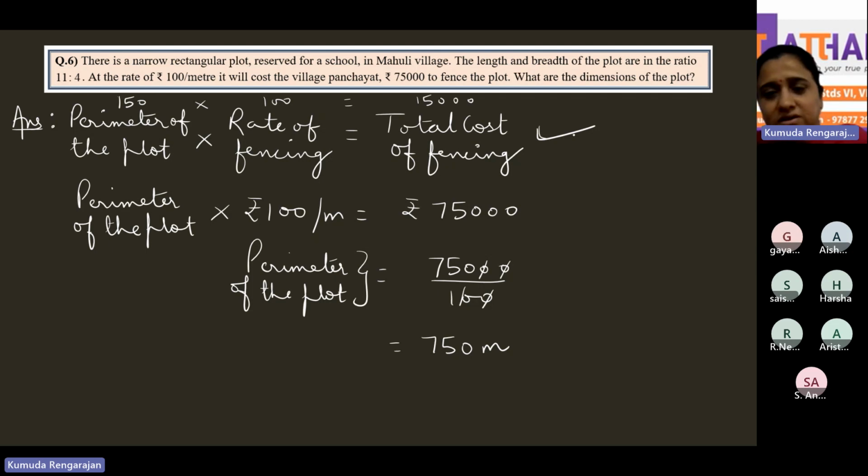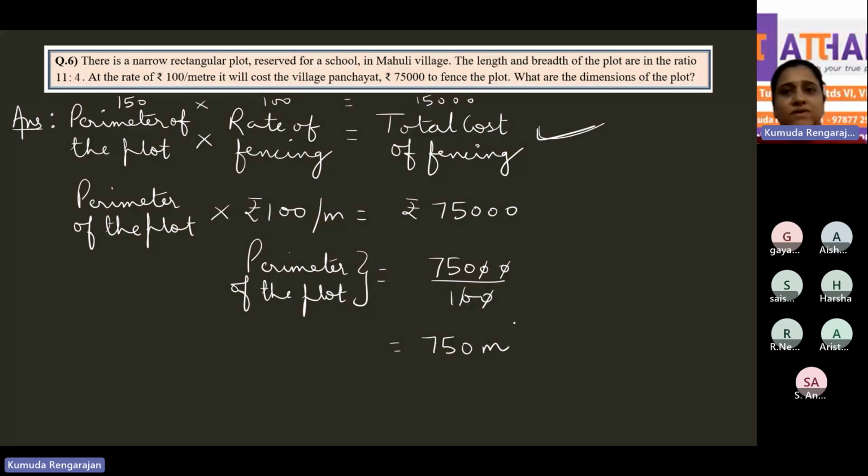That's the equation I've written here. Now substitute the values you know. So perimeter of the plot into rate is 100, total cost is 75,000. So substitute the values known in the appropriate places. So the perimeter of the plot is equal to 75,000 divided by 100.